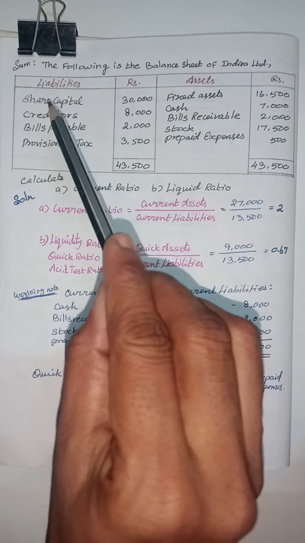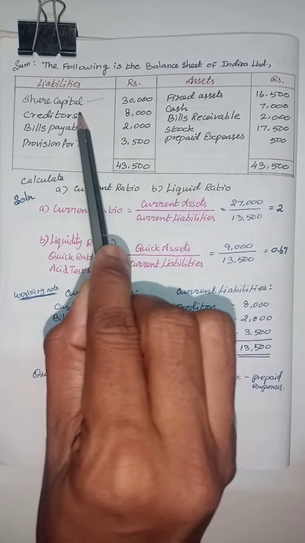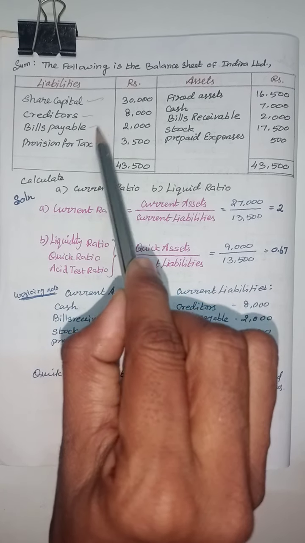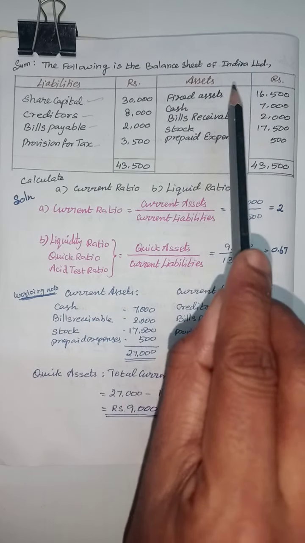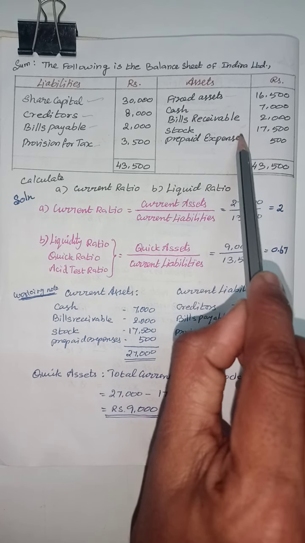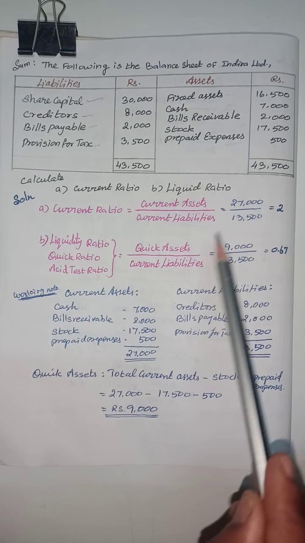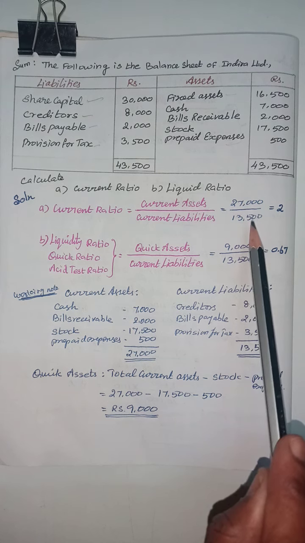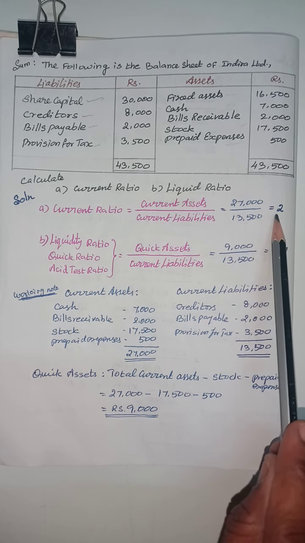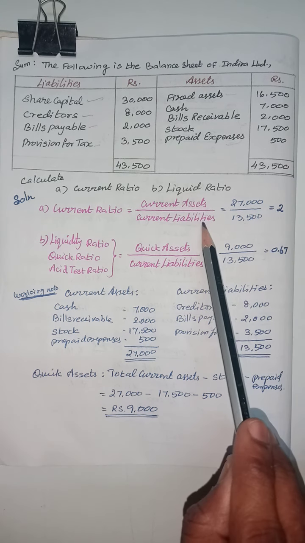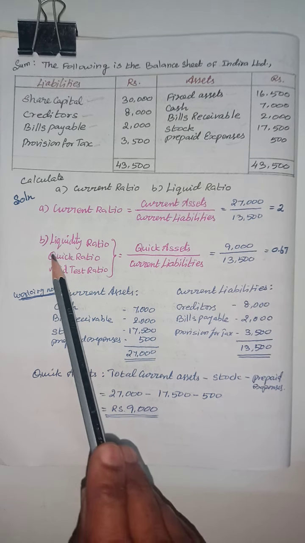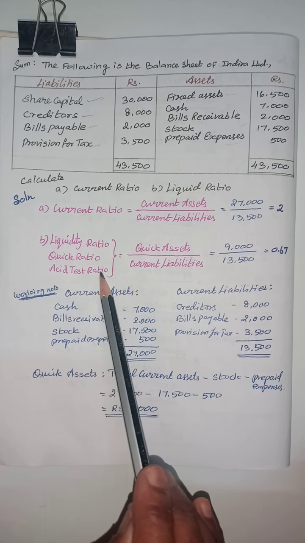In the balance sheet given, there are share capital, creditors, bills payable, provision for tax, then assets, fixed assets and other assets. So current assets is 27,000 and current liabilities is 13,500. So the ratio between current assets and current liabilities is 2. The current ratio is 2.